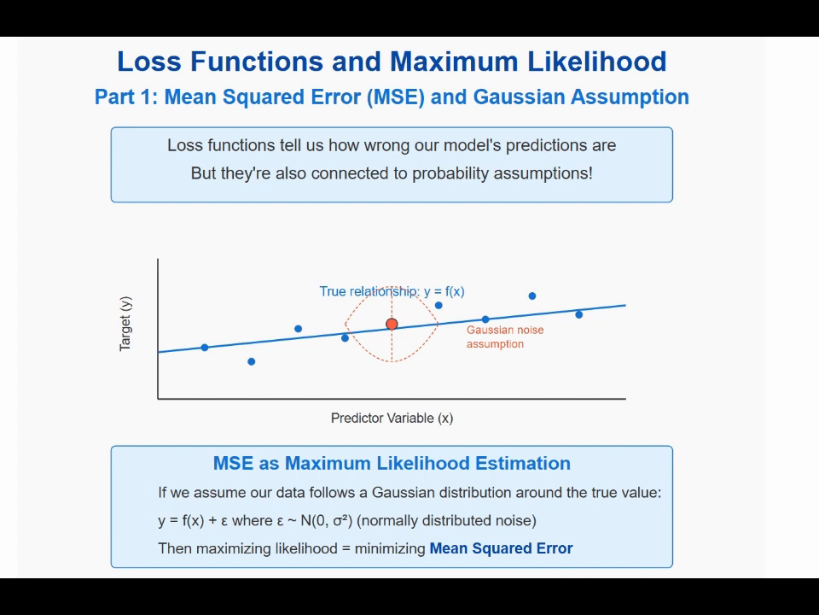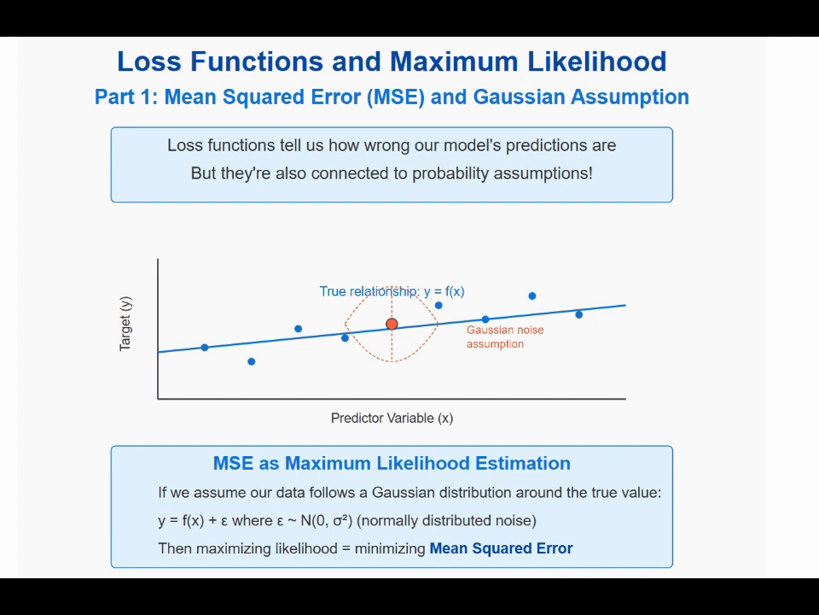What many practitioners don't realize is that minimizing MSE is mathematically equivalent to maximizing the likelihood of the data under a Gaussian, or normal, noise assumption. Here's the key insight. When we use MSE, we are implicitly assuming that errors in our data follow a bell-shaped Gaussian distribution. Our visualization shows data points scattered around a true relationship line, with the Gaussian noise represented by the bell curve. This means we expect most errors to be small, near zero, with decreasing probability for larger errors and positive and negative errors being equally likely.